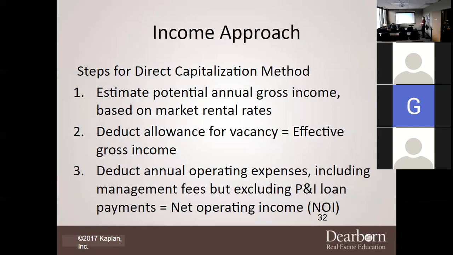Now, Mr. Eugene, this comes to the income approach. For the direct capitalization method, the steps are: you estimate the potential annual gross income based upon the market rents. You then deduct the allowance for vacancy, which gives what we call the effective gross income. Then you deduct the annual operating expenses, including management fees, but we do not take into account the principal and interest on your loan payments. That's often referred to as your net operating income.